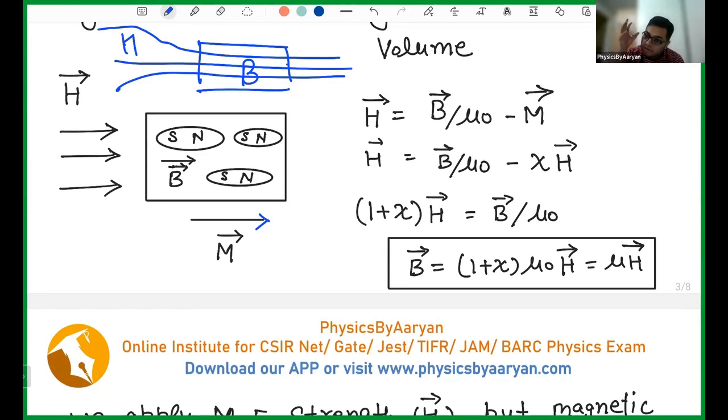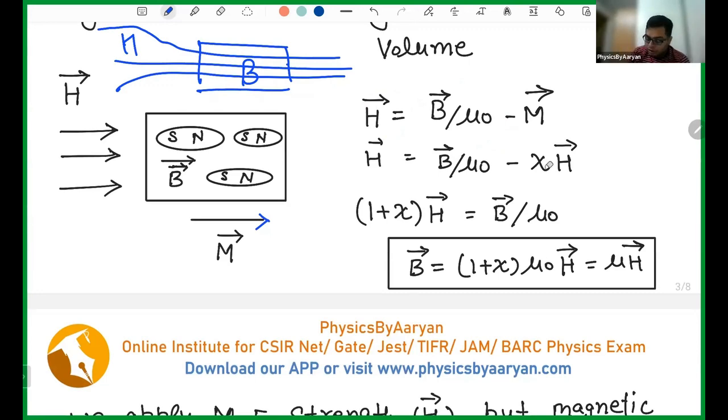Now you understand where this formula came from, because B is something which is inside, and that is made up of two things, H plus M: what I applied plus what is magnetized inside. So if I take M on the other side, then H becomes the B effect minus the M effect. That is how your formula came.